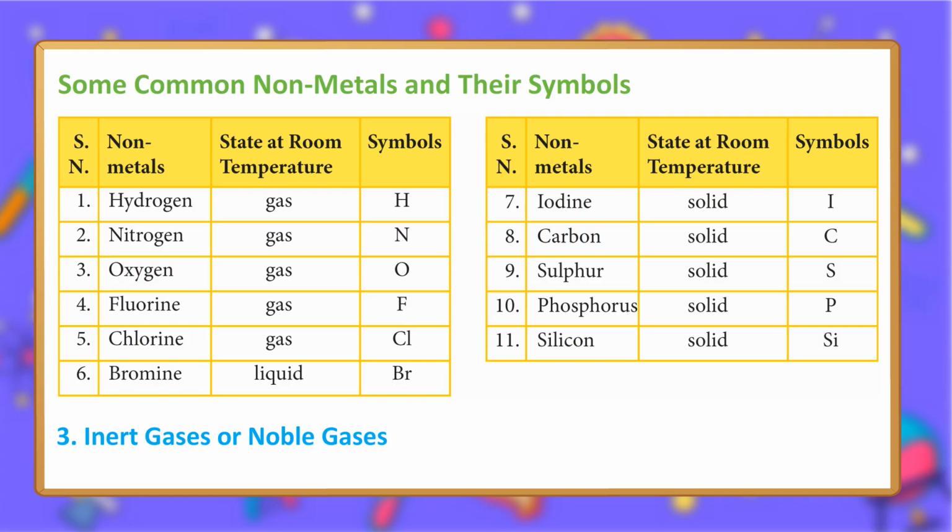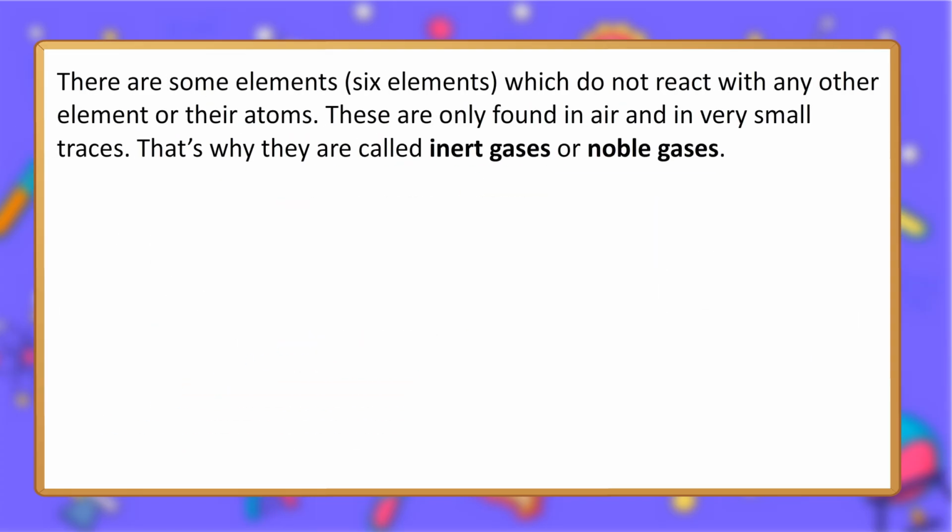3. Inert gases or noble gases. There are 6 elements which do not react with any other element or their atoms. These are only found in air and in very small traces. That's why they are called inert gases or noble gases.